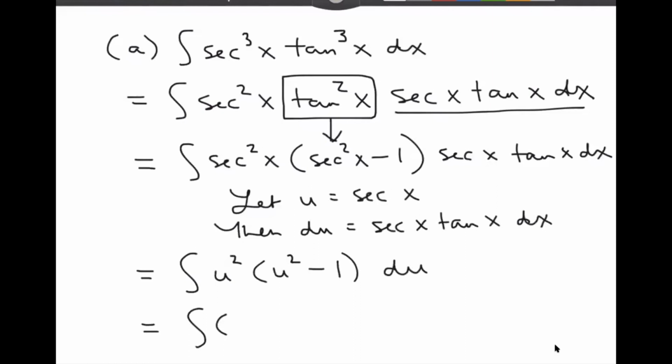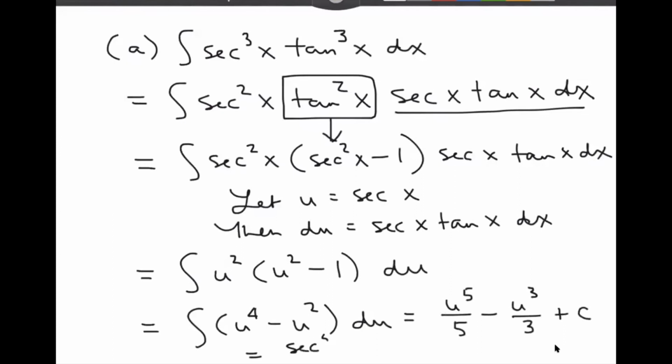Distribute that u squared. That gives me u to the 4th minus u squared. And again, by backwards power rule, that's going to be u to the 5th over 5 minus u to the 3rd over 3 plus c. But it's not about u. Final answer is secant to the 5th x over 5 minus secant to the 3rd x over 3 plus c.